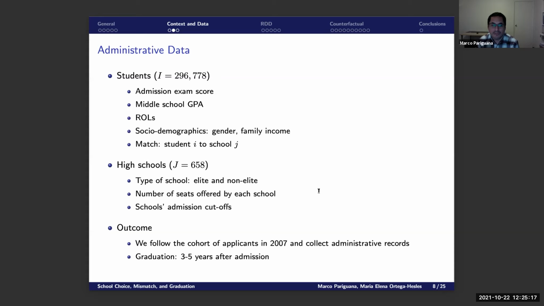So for our outcome, what we're going to do is that we follow the cohort of applicants in 2007 and collect administrative records to see what happened with them. Let's say what happened with them 3 to 5 years after admission, like did they graduate or not? So these are administrative records.